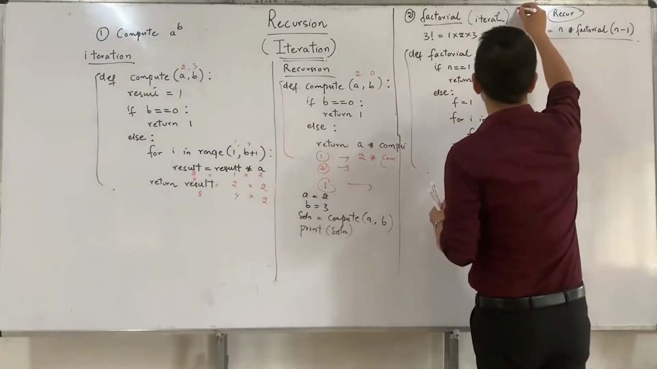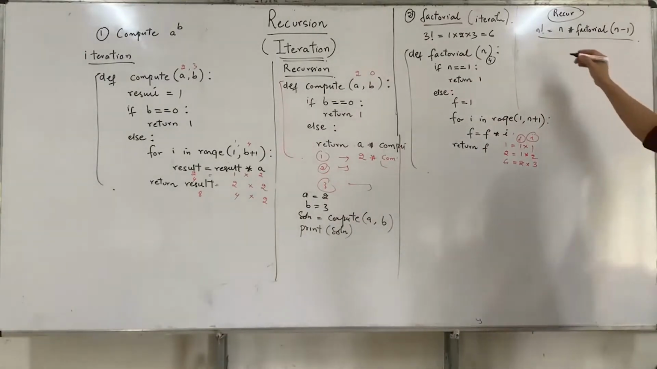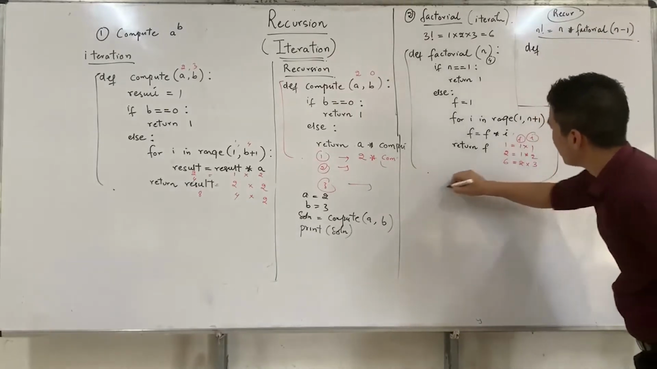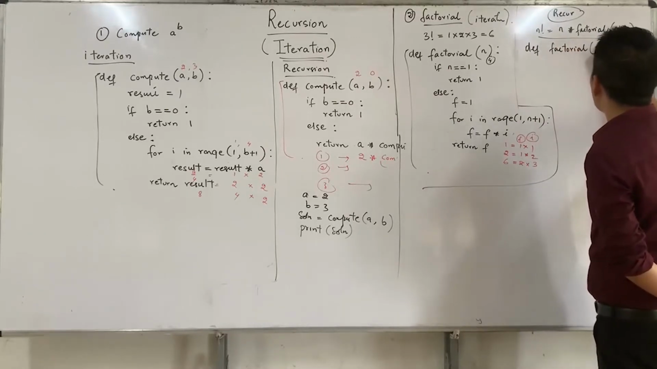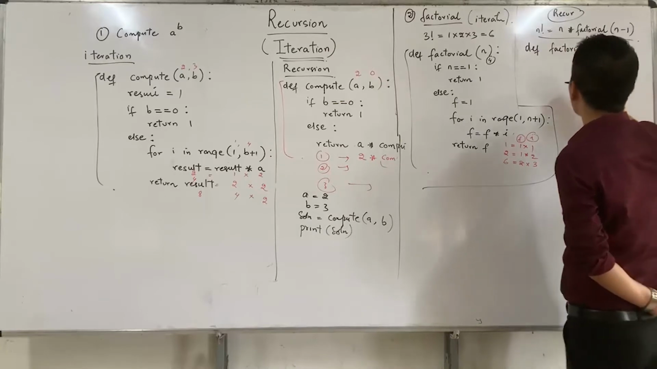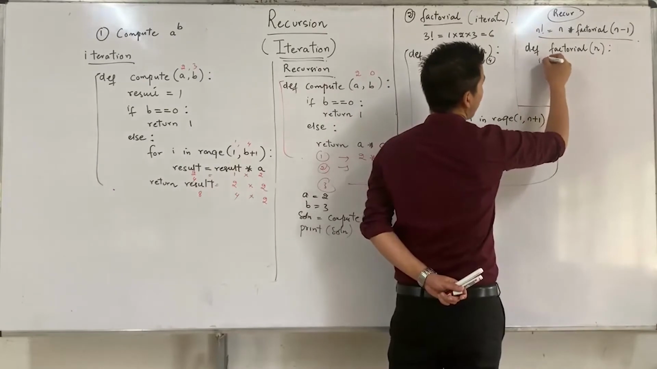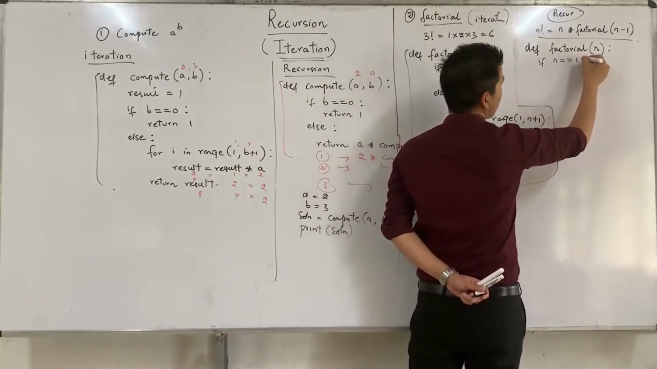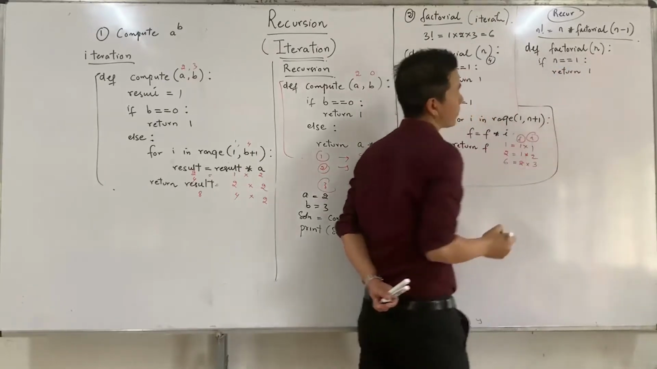Now let's use the recursive method. Again, as usual, you will have the def, and then the name of the function is factorial, and the argument will be n. So the base case will be: if the value of n is equal to 1, you will have the return statement of 1.